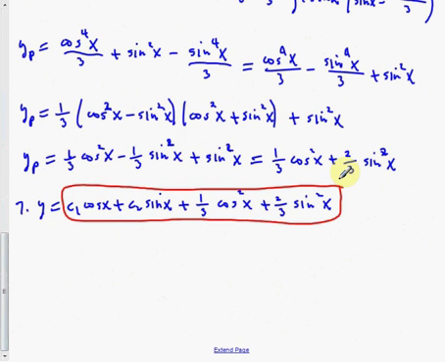Now, it's trivial, but you would need to do it. The answer in the back of the book doesn't look like that, but they're the same. So you would need to show, going from one to the other, that they are indeed the same.